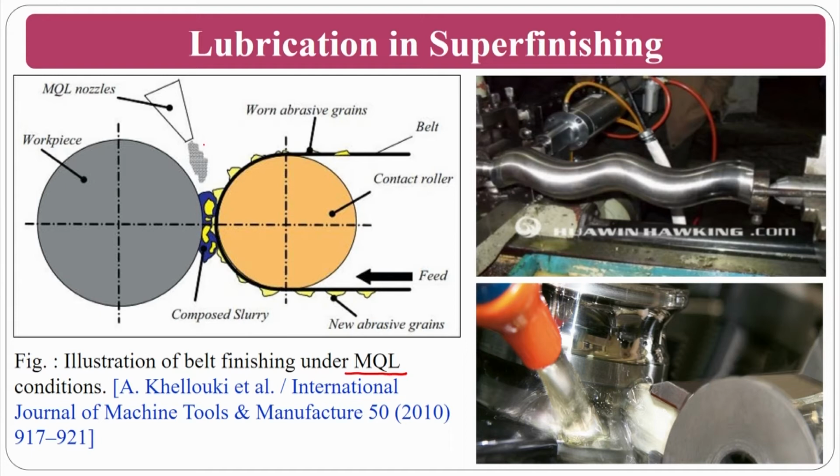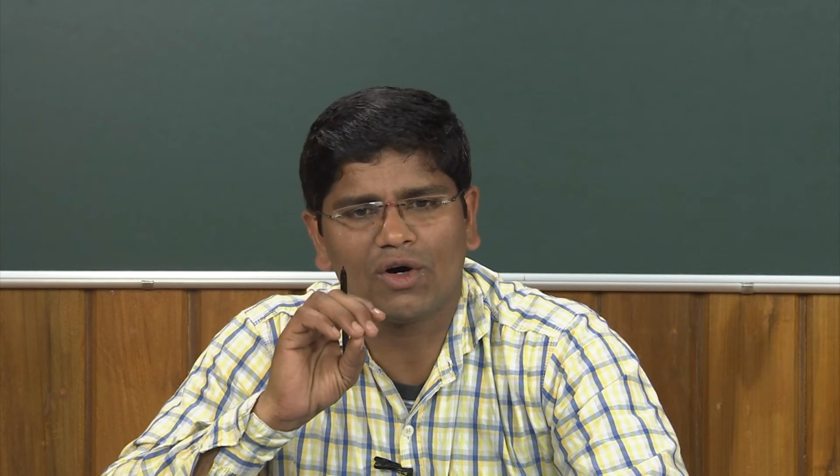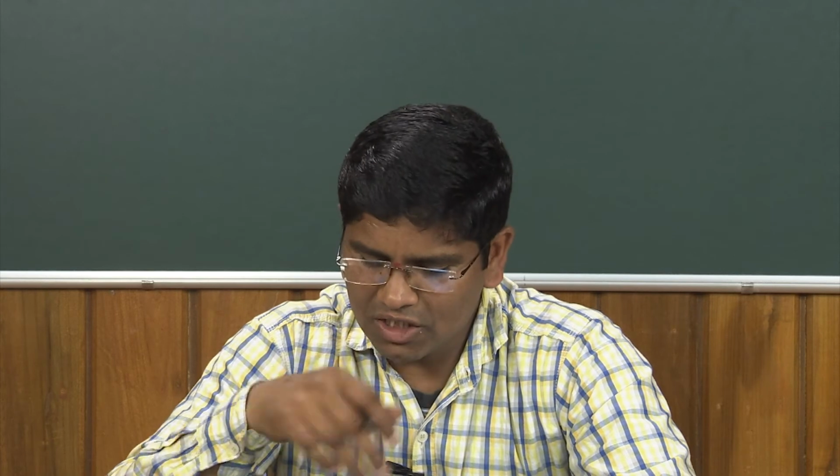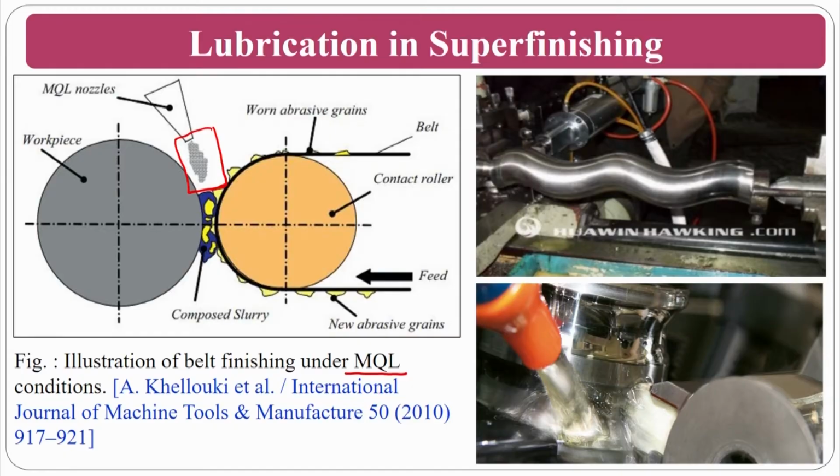You can see people are using MQL also, but I strongly suggest, with my small knowledge, that you can go for pure lubricants, even if you are going for minimum quantity lubrication application. This may increase or enhance the process efficiency. So for those people who are interested in research, super finishing is a good area.